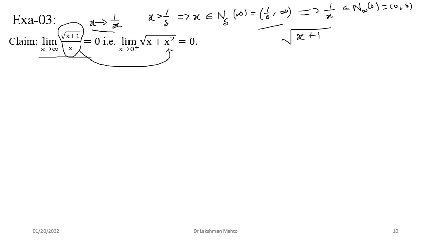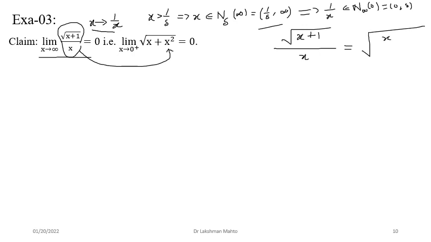And one person may ask a question here: the function involves the square root of x plus 1. So this square root is defined only for non-negative real numbers. That means when x is greater than or equal to minus 1, then this square root will be defined. Again, why are we simplifying it this way? Because we are dealing in the delta neighborhood of infinity, and there x would be very, very far away from minus 1. So there would be no issue. That's why square root of x plus 1 divided by x, you can write it this way.